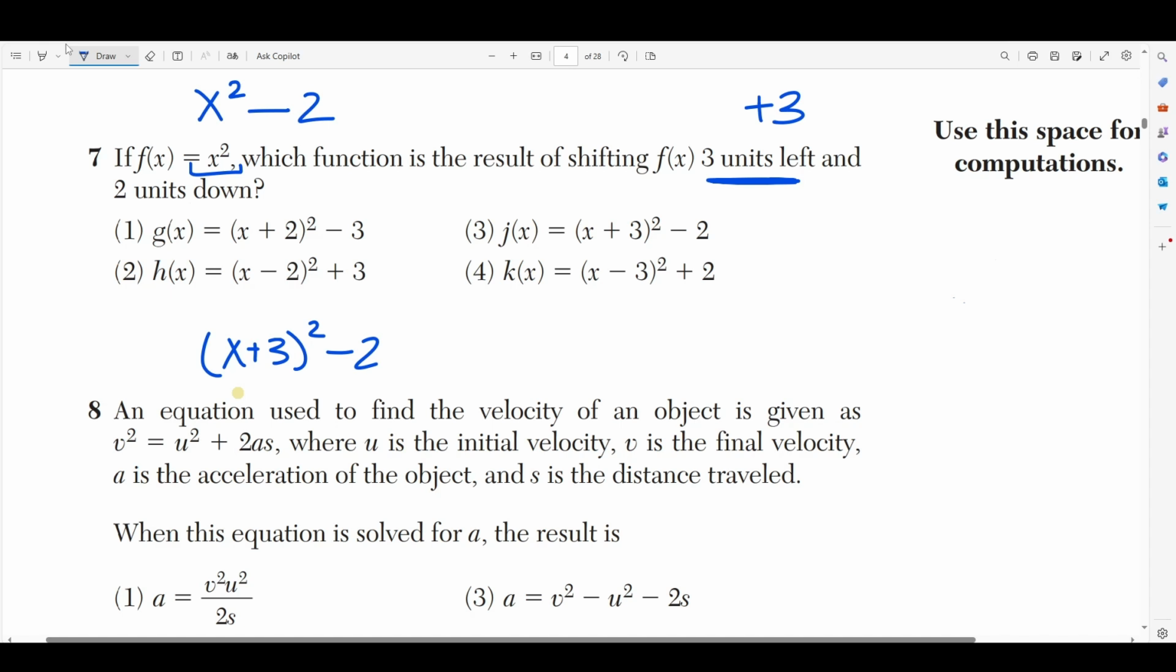So we know that the answer to this is going to be 3 units to the left, so you add 3, so it's going to be choice number 3.